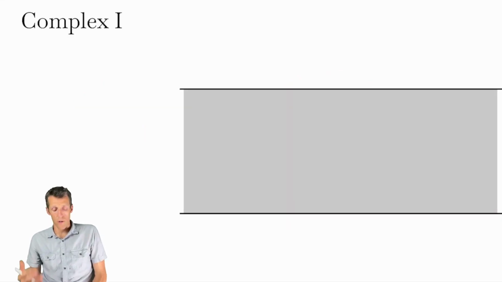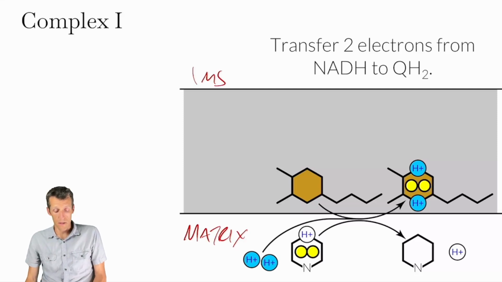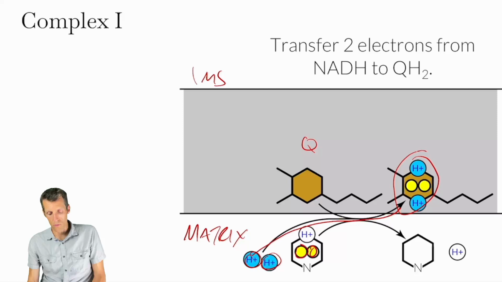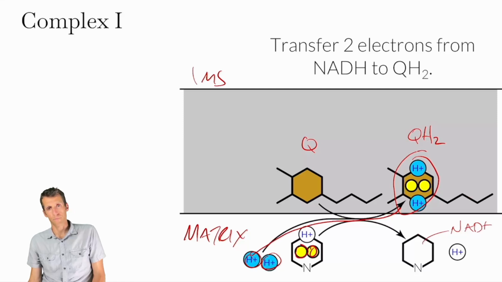So complex 1 first. What happens in complex 1? You're going to transfer 2 electrons from an NADH to a Q. This happens at the matrix side of the bilayer. So here's the matrix, here's the IMS up here. And it's a fairly straightforward reaction. We're going to take 2 protons from the matrix and 2 electrons from our NADH, we're going to stick them together and use those to go from Q to QH2. And then we're going to release our oxidized NAD plus molecule here.